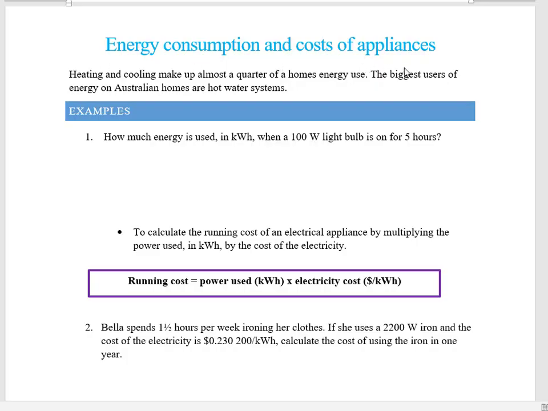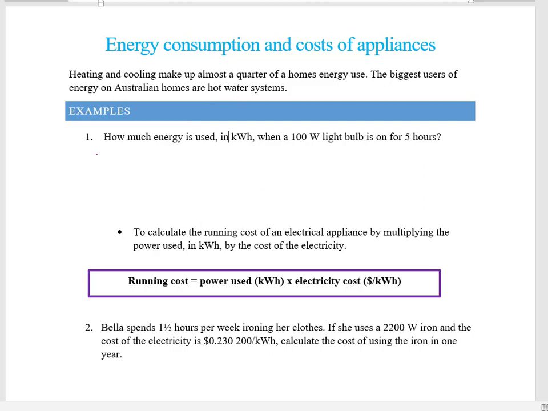Energy consumption and costs of appliances. So heating and cooling make up almost a quarter of the home's energy use in Australia. And the biggest user of energy in Australia are the hot water systems. So first of all, we're going to look at a very quick example.